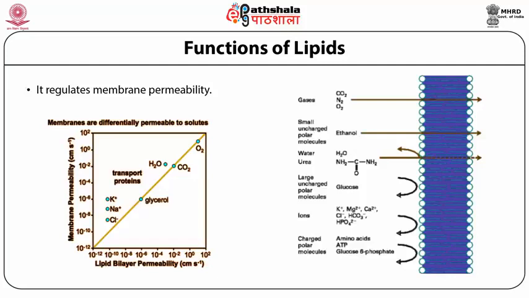Similarly, we can see that among gases, carbon dioxide, nitrogen, and oxygen are permeable. Small uncharged polar molecules like ethanol, water, urea, and large uncharged polar molecules like glucose, ions like potassium, magnesium, calcium, chloride, carbonate, and phosphate, and charged polar molecules like amino acids, ATP, and glucose 6-phosphate are all regulated through lipids.